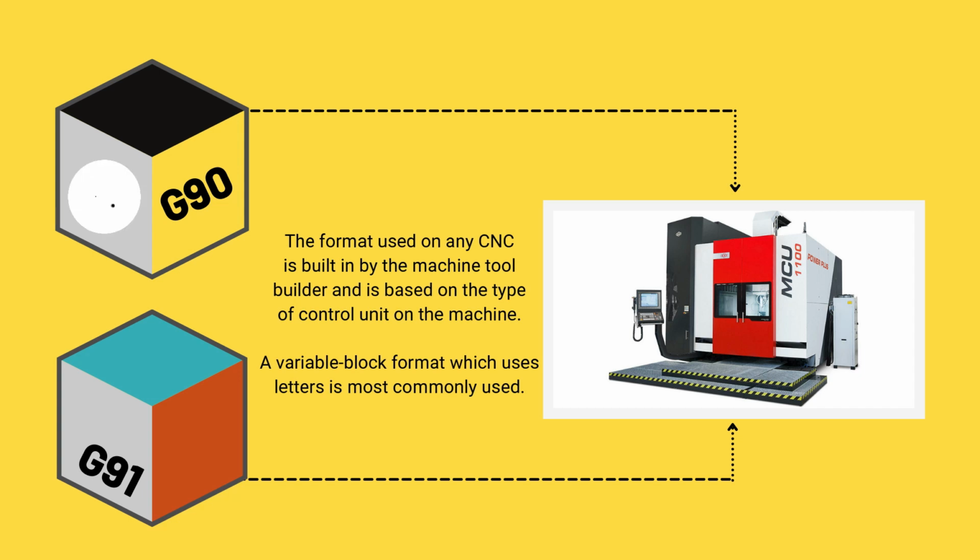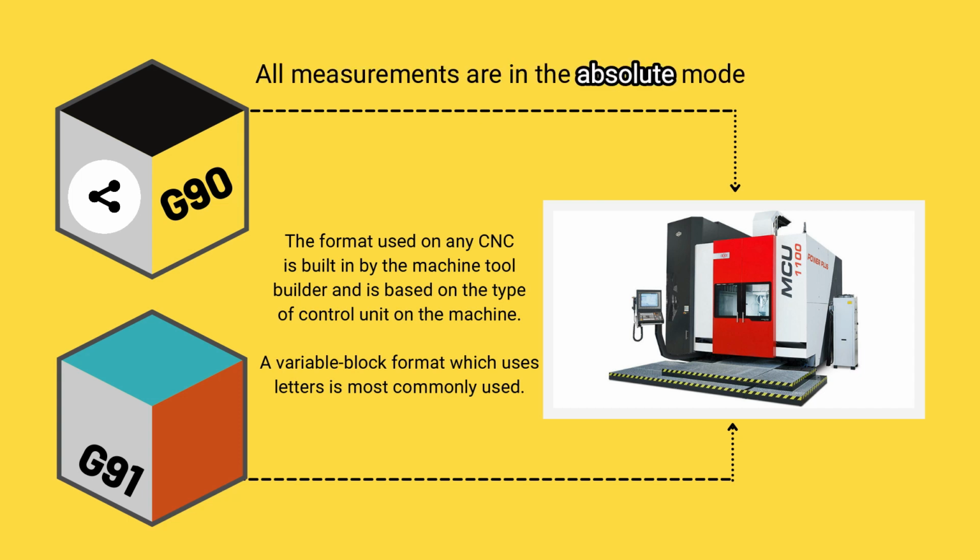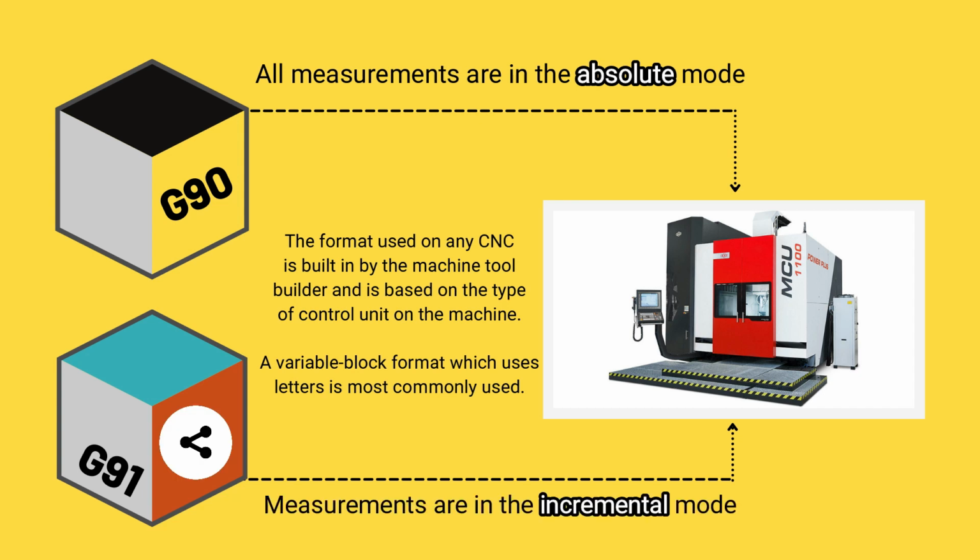The address code G90 in a program tells the control that all measurements are in the absolute mode. The code G91 tells the control that measurements are in the incremental mode.